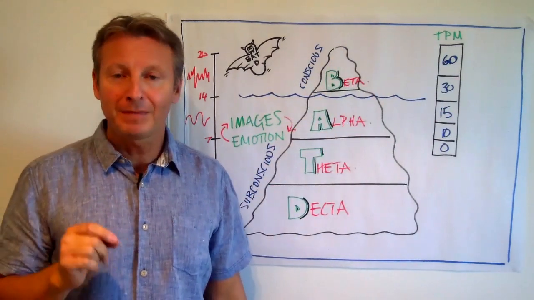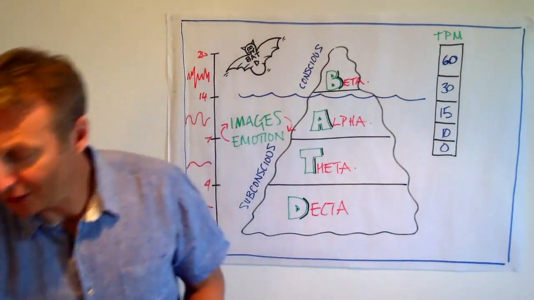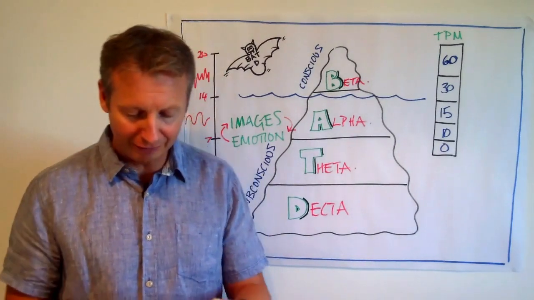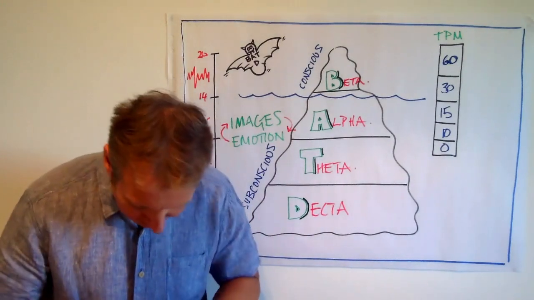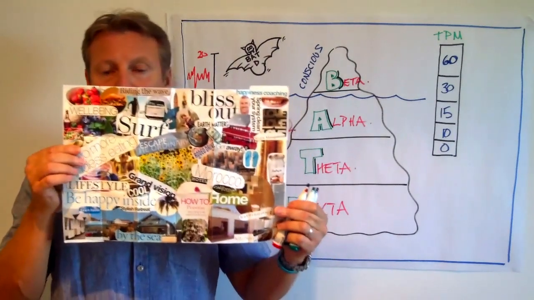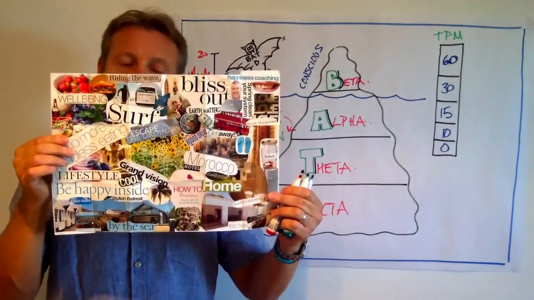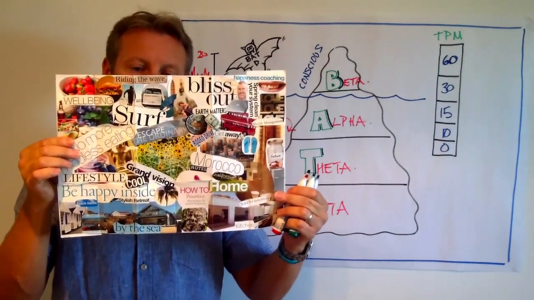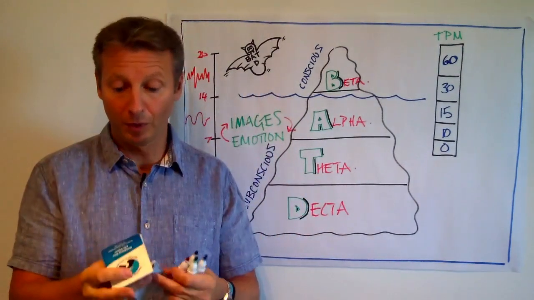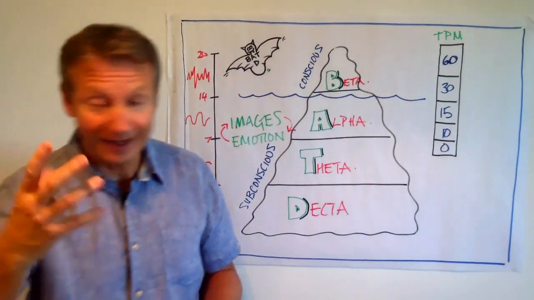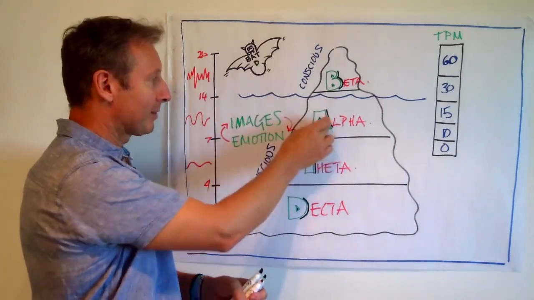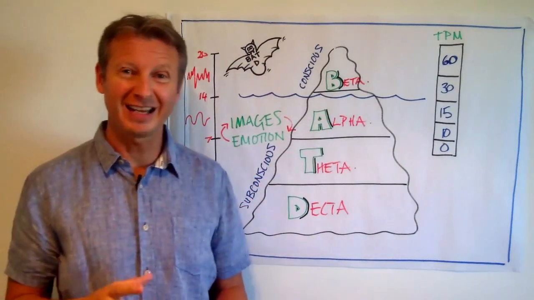So, imagery, okay, images. One of the things that you can do is create for yourself what's called a vision board. So here's our family vision board for this year. You can cut out images and pictures and stick them on a board or a card or something. And that then is dropping these down into alpha, especially if you get yourself into alpha state first.